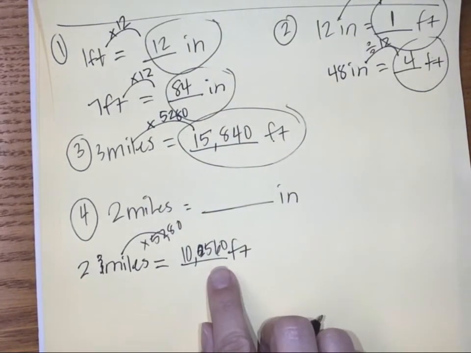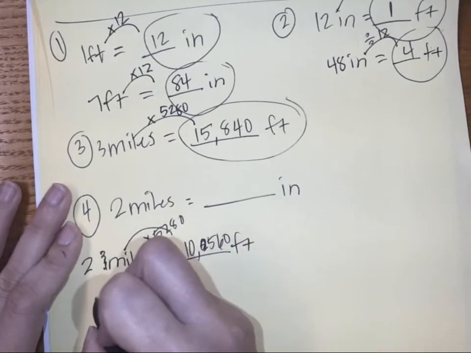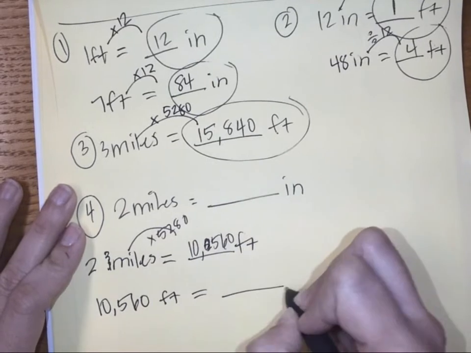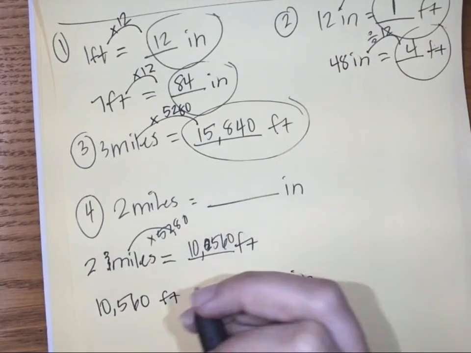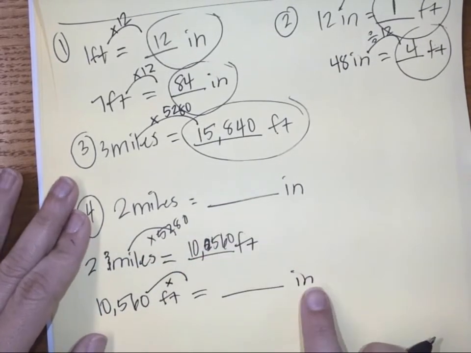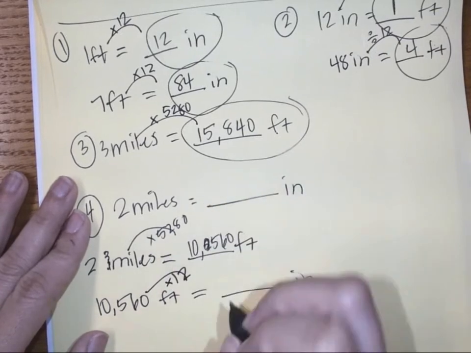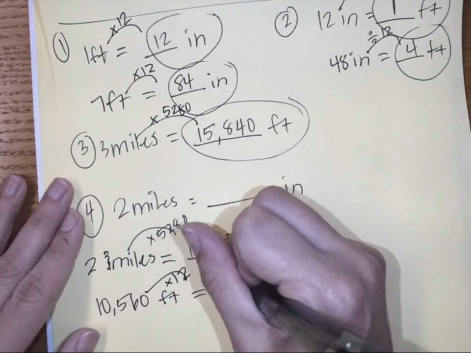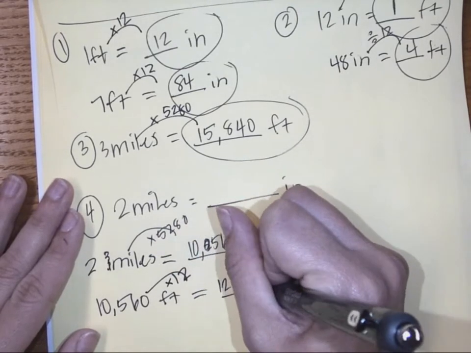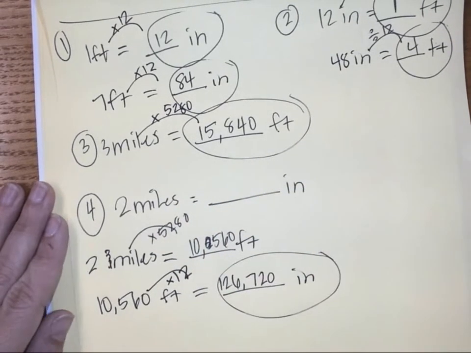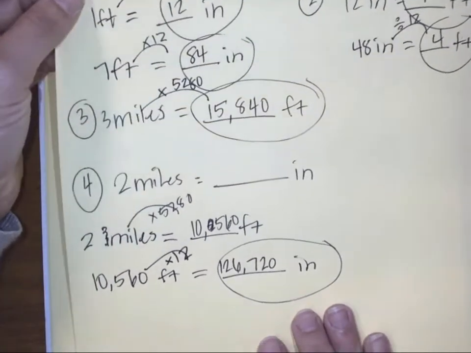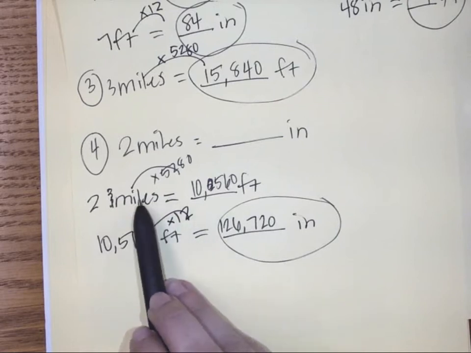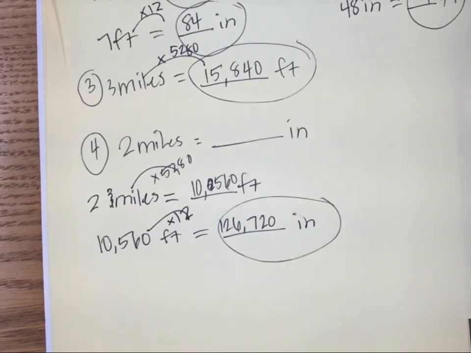Okay, so now that I have it in feet, then I can go to inches. So 10,560 feet, I want to turn into inches. Well, still multiplying here. There are 12 inches in 1 foot, so I'm going to multiply by 12. And 10,560 times 12 is 126,720 inches. Okay, so sometimes you need to convert twice or take 2 steps to convert. In this case, we went from miles to feet and then from feet to inches.